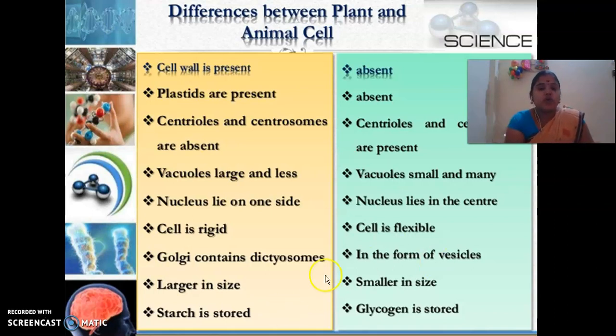Next, the Golgi contains dictyosomes. You know the Golgi bodies contain dictyosomes. Here, in the animal cell, it is in the form of vesicles. In the plant cell the Golgi apparatus is larger in size, and in the animal cell it is smaller. Next, starch is stored: in the plant cell the food molecule is stored in the form of starch, and in the animal cell it is stored as glycogen. These are the differences between plant and animal cells.